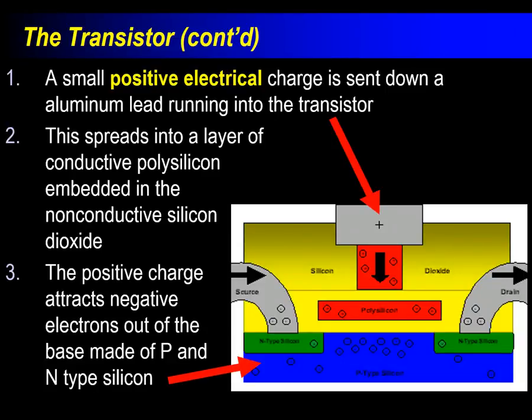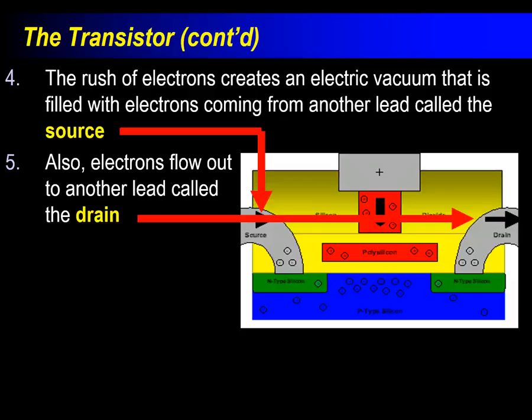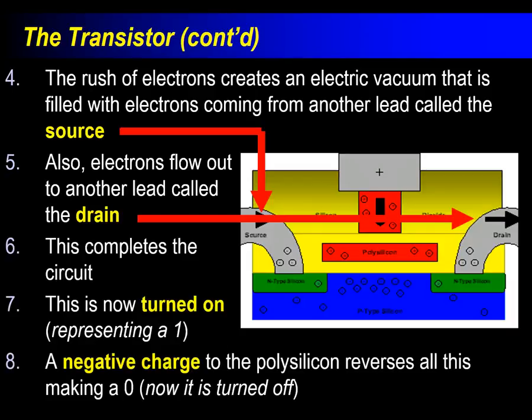If we give a small positive charge to the transistor, it spreads into the layer of conductive polysilicon, and it embeds into the non-conductive polysilicon, and that positive charge attracts the negative electrons from the source out through the drain. So by pushing the positives down there, it starts pulling electrons through to cause an on state. Okay? Creates that electron vacuum down there, and the electrons flow in and flow out through the drain, representing an on state, or we could just call it a 1.